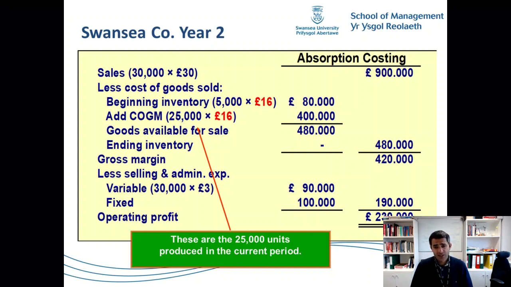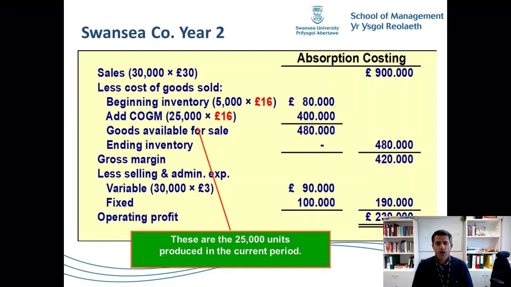So what happened here? If you add them up together, the fixed selling and admin 100, and the variable selling and admin 90, that's 190. 420 minus 190 equal 230,000 pound. Remember this, 230,000 pound, the profit under absorption costing.